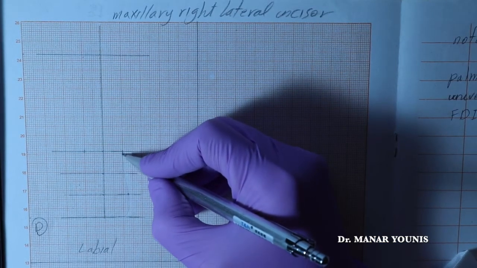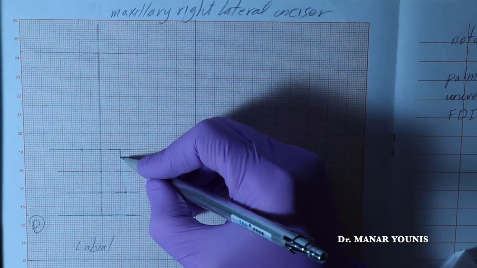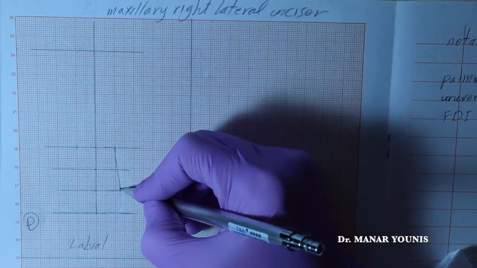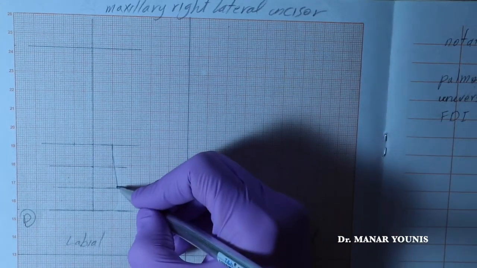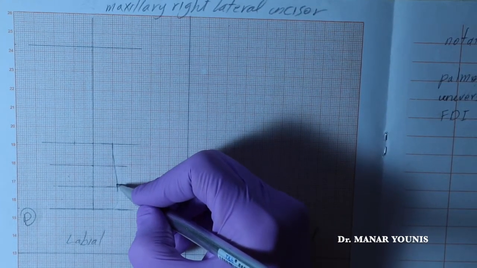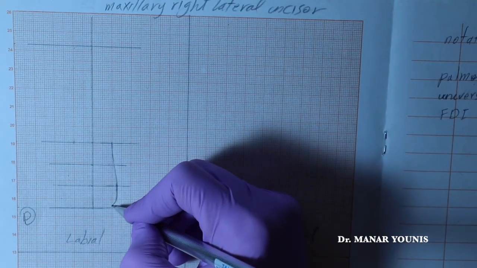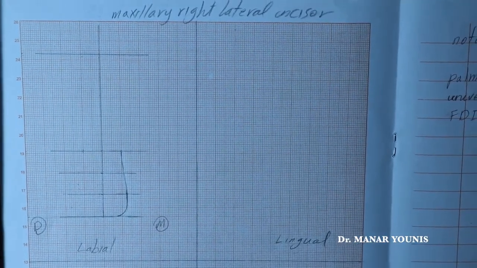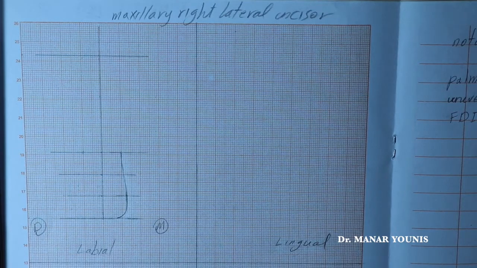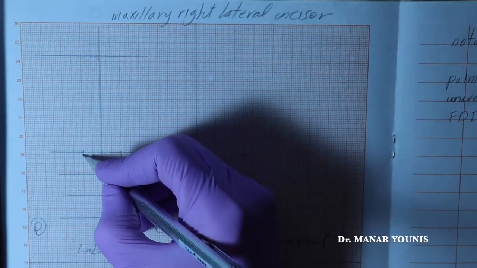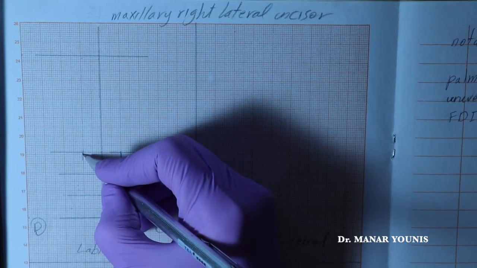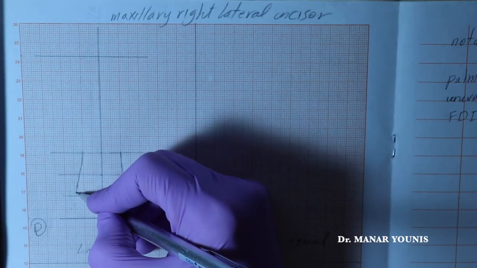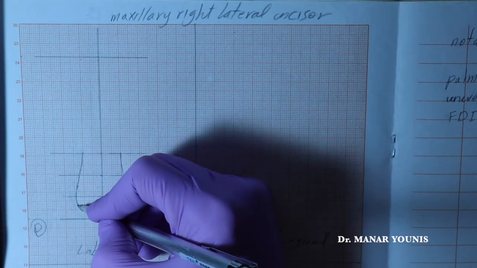The mesial outline is straight or slightly convex. First I will drop a straight line from the cervical line. Then the line will widen gradually to the mesial contact area to make contact with the adjacent central incisor. The mesio-incisal angle is rounded, and it's more rounded than its central incisor counterpart. The distal outline is more convex with more rounded distal incisal angle.